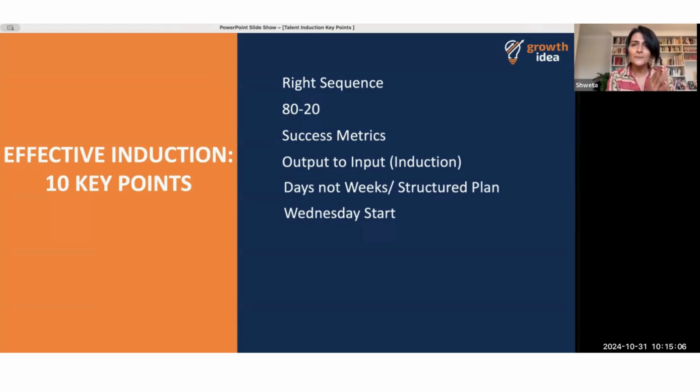Wednesday is the day. Why? Because the week feels short, right? Wednesday, Thursday, Friday, if you think about it. So the new hire is excited, the weekend is there, and then Monday they start fresh, properly, like actually focusing on their deliverables. And you and your team have got more time to actually start giving that right input to the new hire as well. And therefore, 3-day induction plan is beautiful.